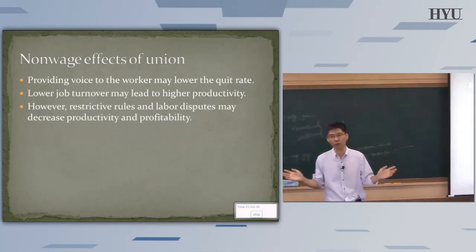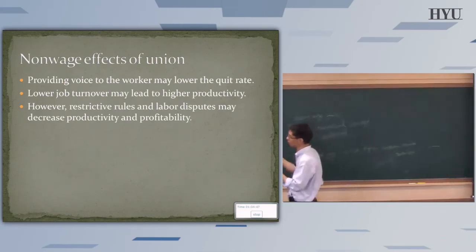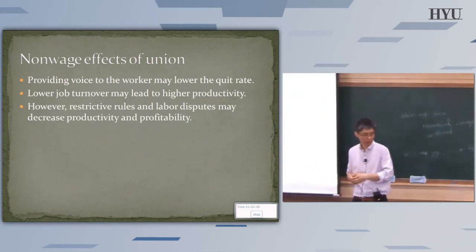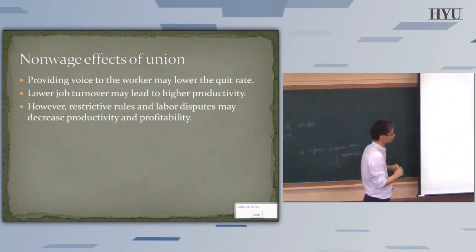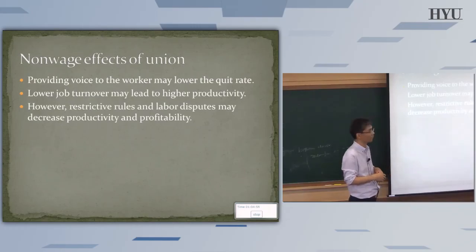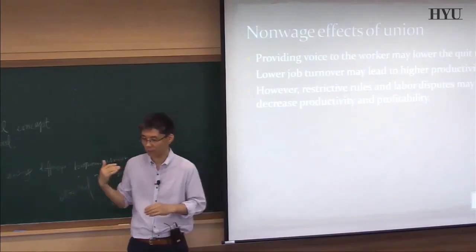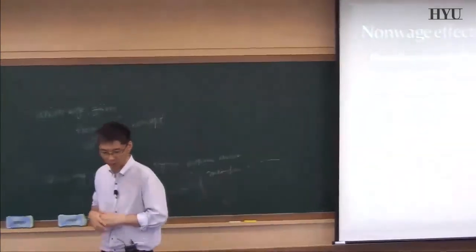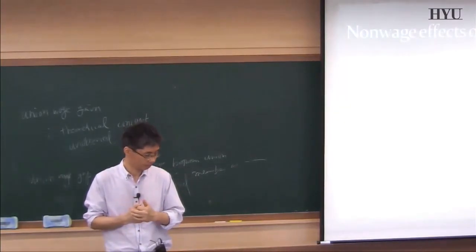But anyway, we don't know actually which is true. That's one thing. So there are two arguments. And also there is a counter-argument that union firms do not have higher productivity. Actually, they have lower productivity. Their productivity may be lower than what it would be without the union.